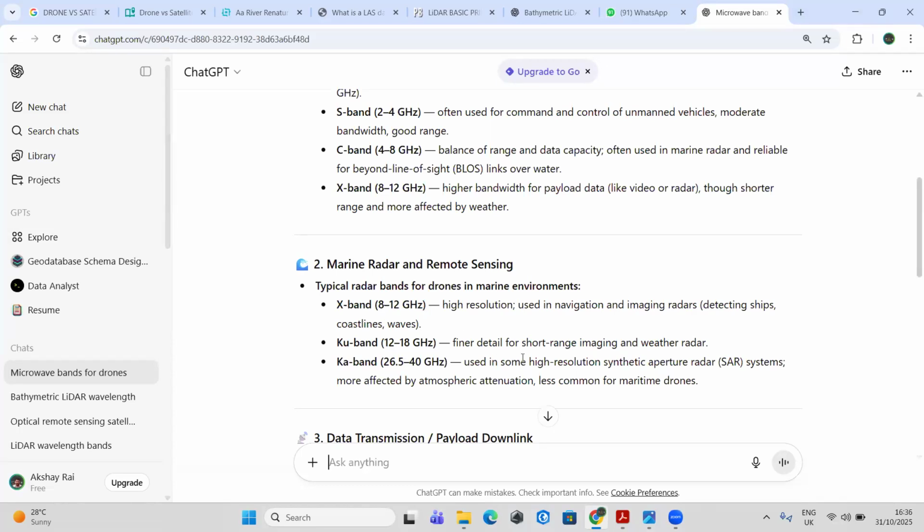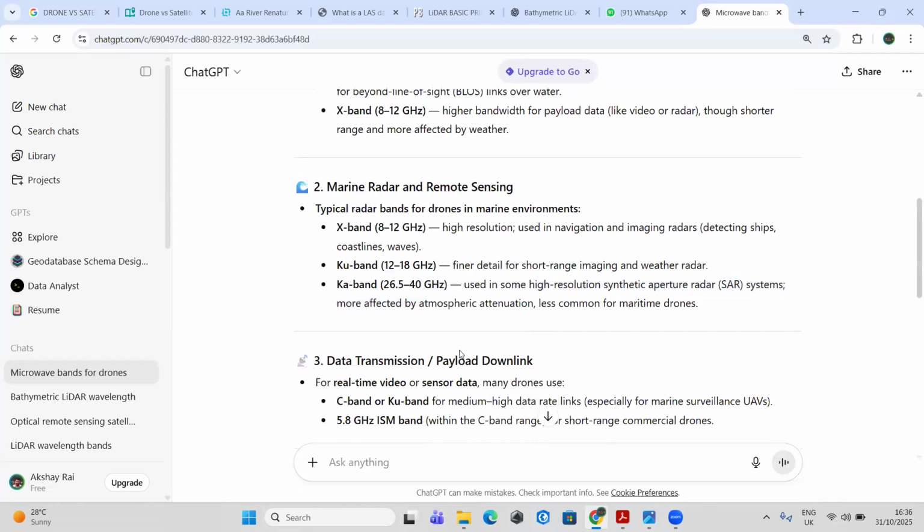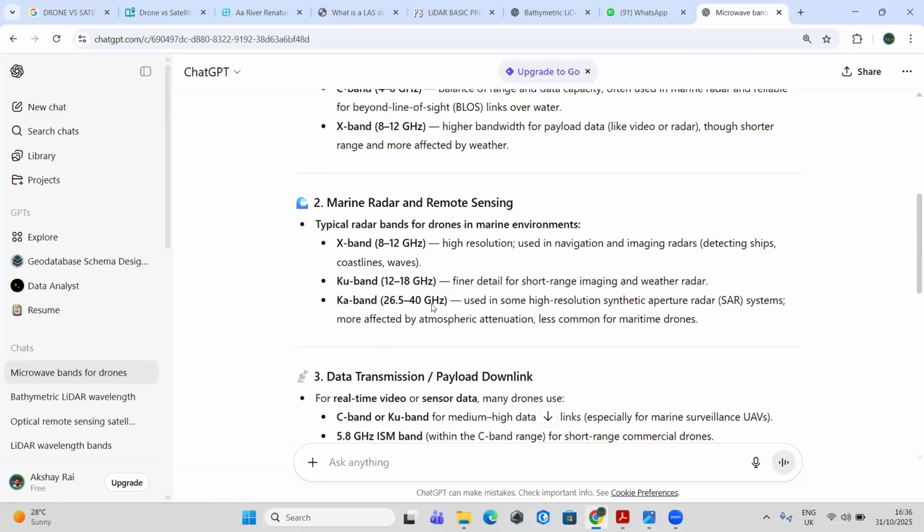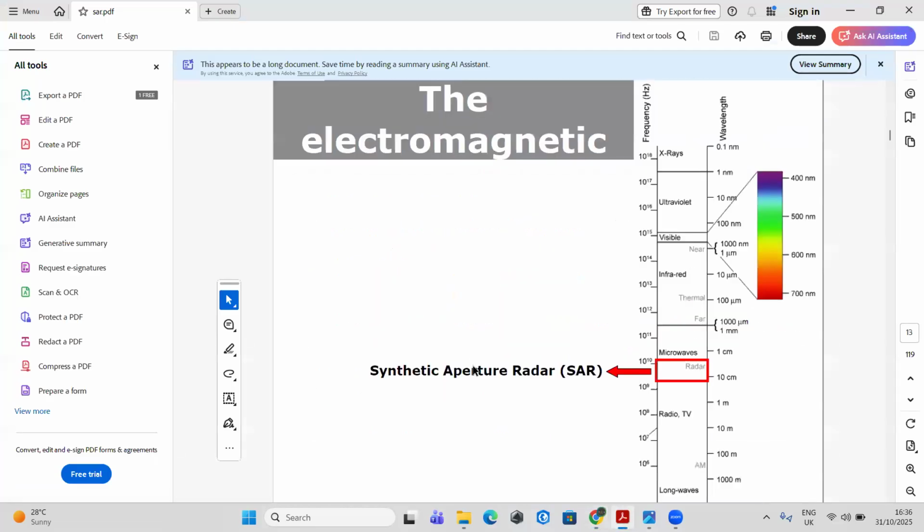Like for marine also, it gives different results depending on your use case. It depends on what you want to use it for. Marine is really wide, so you can use different kinds of bands, particularly for the example you just gave.